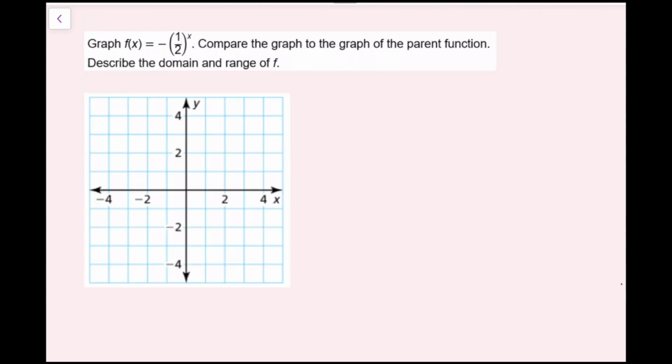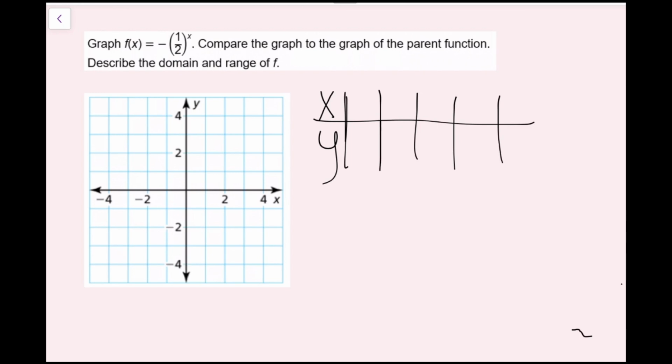Graph f of x equals negative quantity 1/2 to the x compared to the graph of the parent function. Describe the domain and range of f. All right, so I'm going to make a table of values. Okay, and I'm going to start with 0 in the middle, like I always do. Okay, and now I'm going to plug in my values. I'm going to start with 0 because it's the easiest.